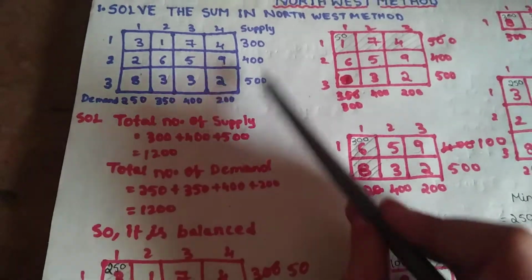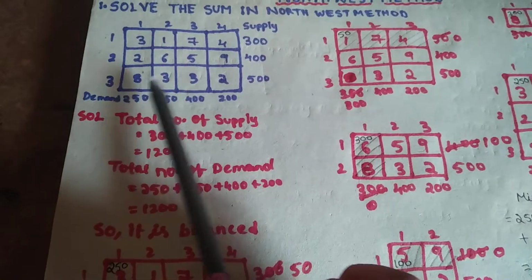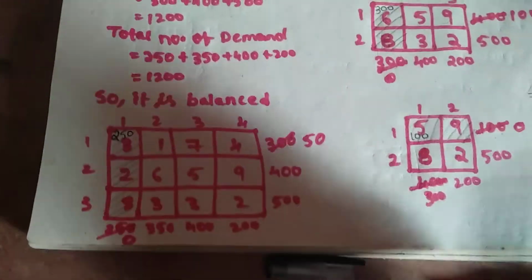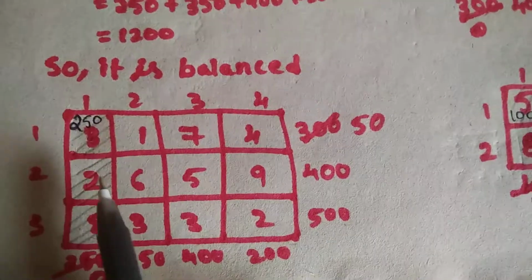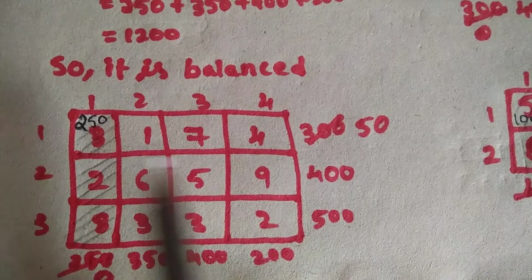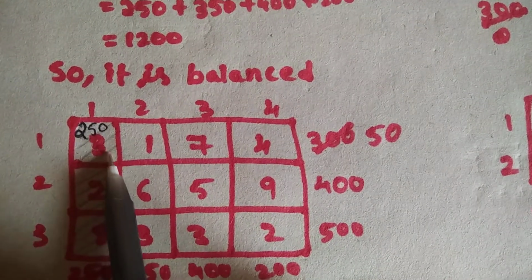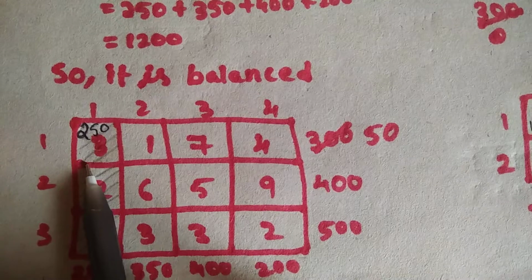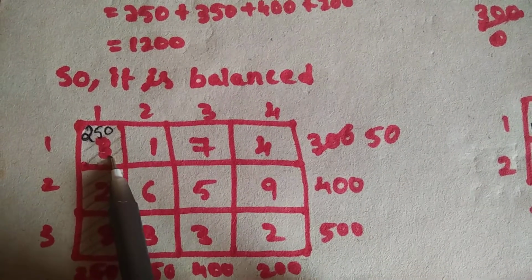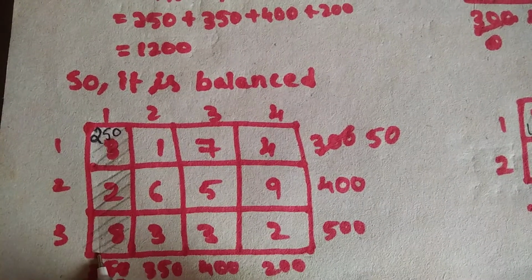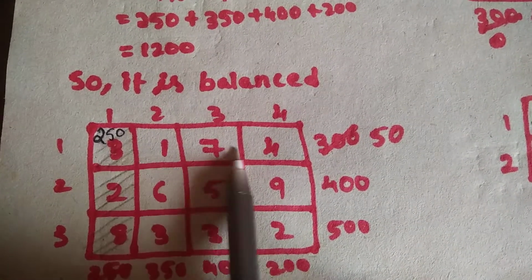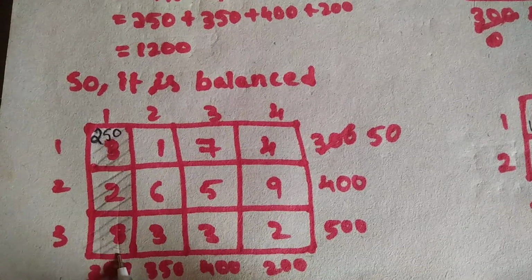And next, you have to draw this box. We drew this box. This is the Northwest method, so we are considering this 3, which is at the northwest corner. This 3 is in the first row and first column.